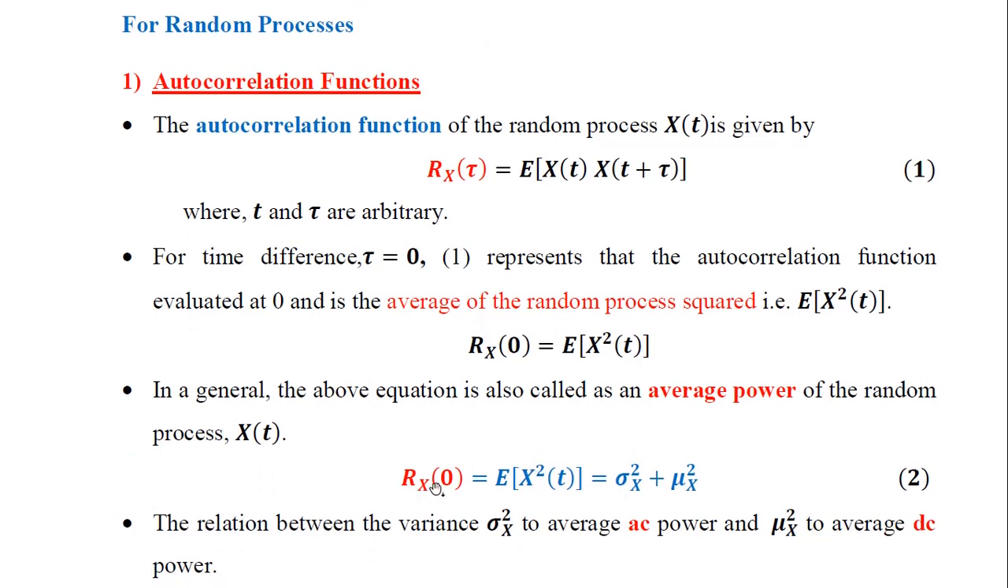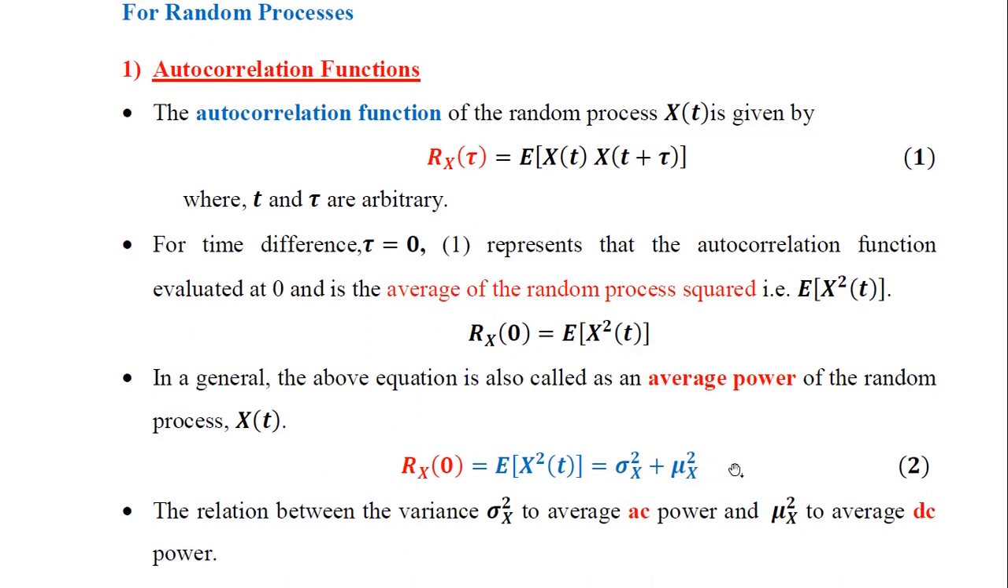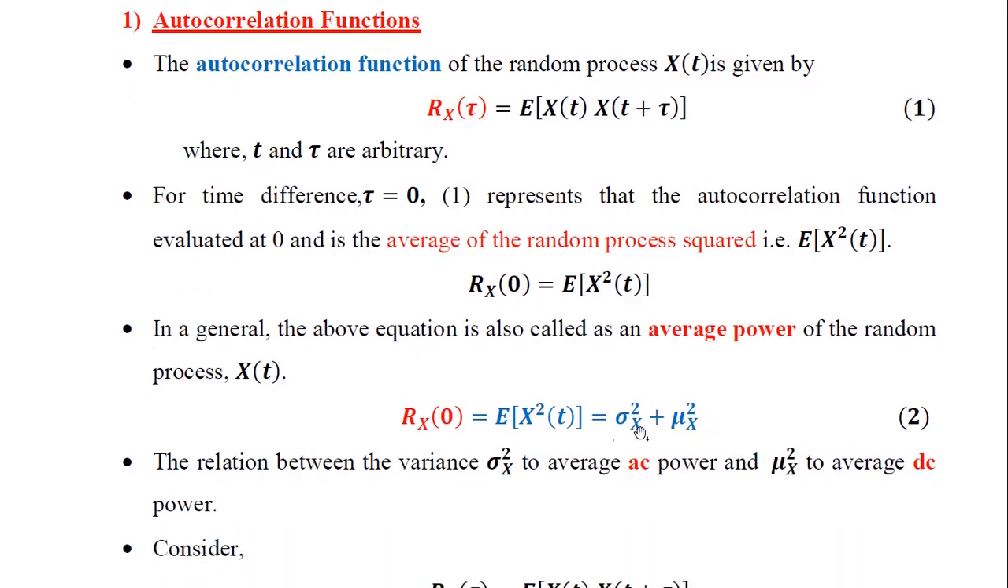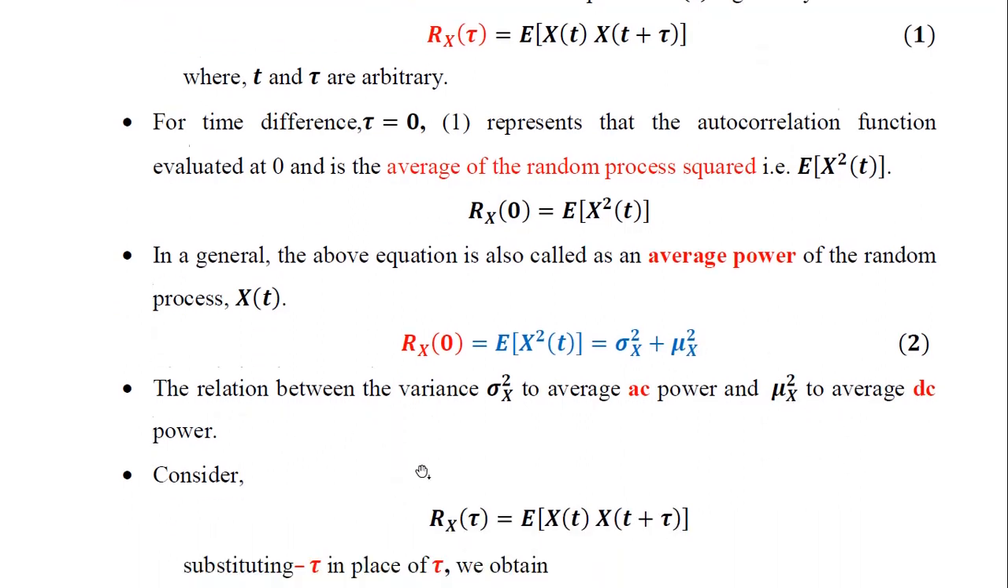Therefore, the autocorrelation function of a random process x of t, Rx at time difference 0, is equal to the average of the square of the random process, which is equal to the variance sigma x square plus the square of the mean value, mu x square, as per equation number 2. This equation 2 is very important for us to solve any practical problems. Now the relationship is that the variance sigma x square is the average AC power and the second term, the square of the mean, is the average DC power, as below.